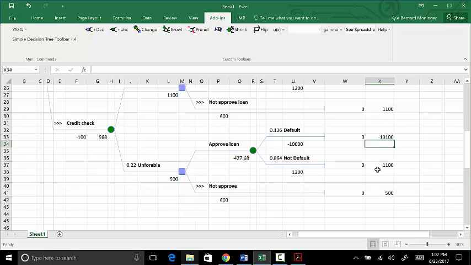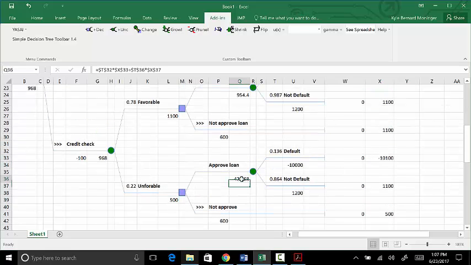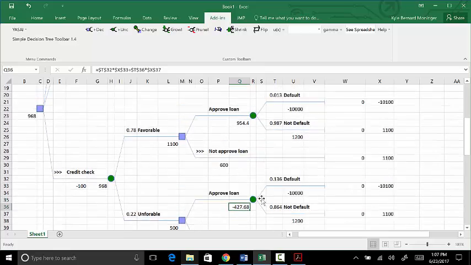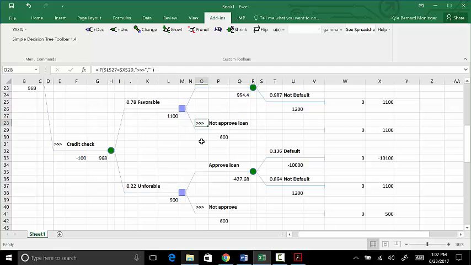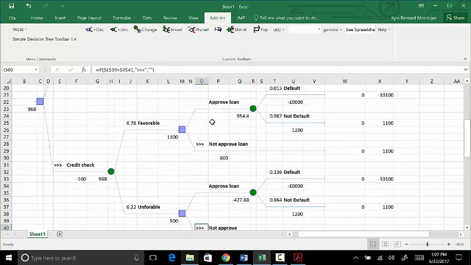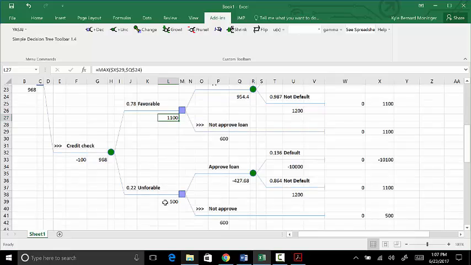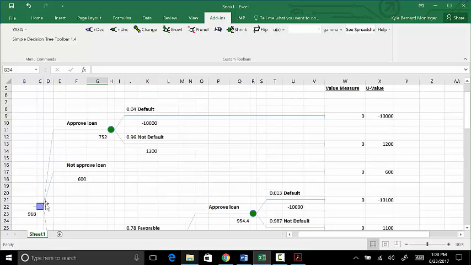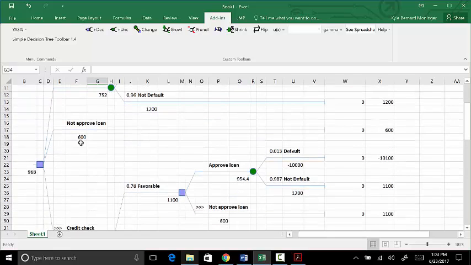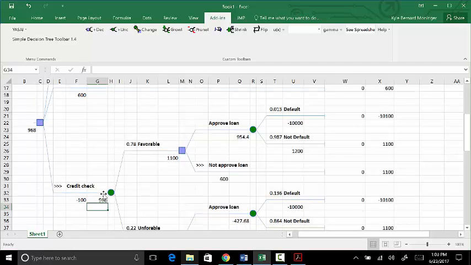As I fill in these numbers, Excel is automatically calculating the EMVs at each event node and choosing the best one indicated by the 3 arrows. The best EMVs it brings back to each decision node and then calculates a new EMV. So with the first decision, it's comparing 752, 600, and 968. The best EMV, 968. Therefore, the best decision right off the bat is to run the credit check first.